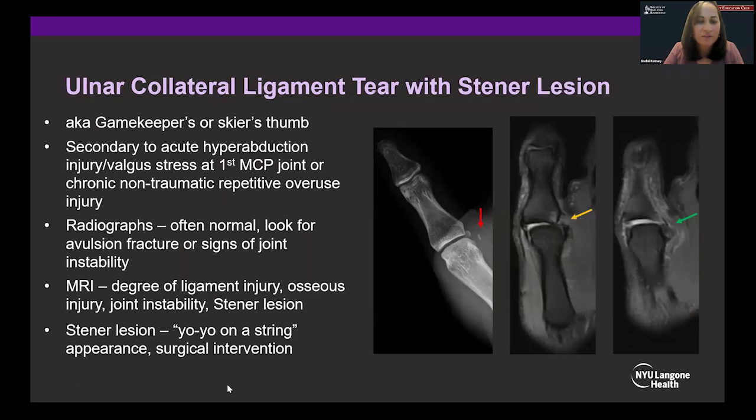Okay, so this case, the ulnar collateral ligament tear, another term for it is gamekeeper's or skier's thumb. Sorry, give me 1 second. Okay, so gamekeeper's or skier's thumb, it's secondary to acute hyperabduction injury or valgus injury at the first MCP joint. So it can either be due to that acute injury or it can be a chronic injury due to repetitive overuse.